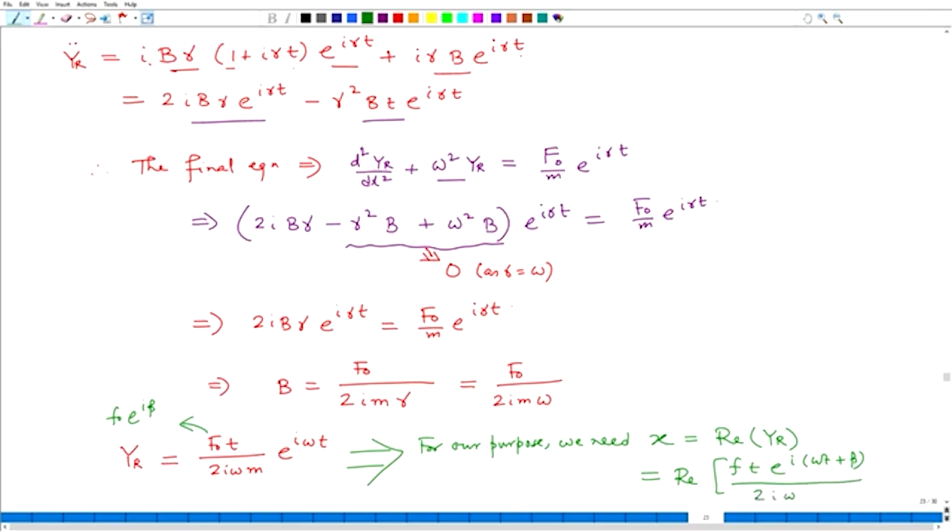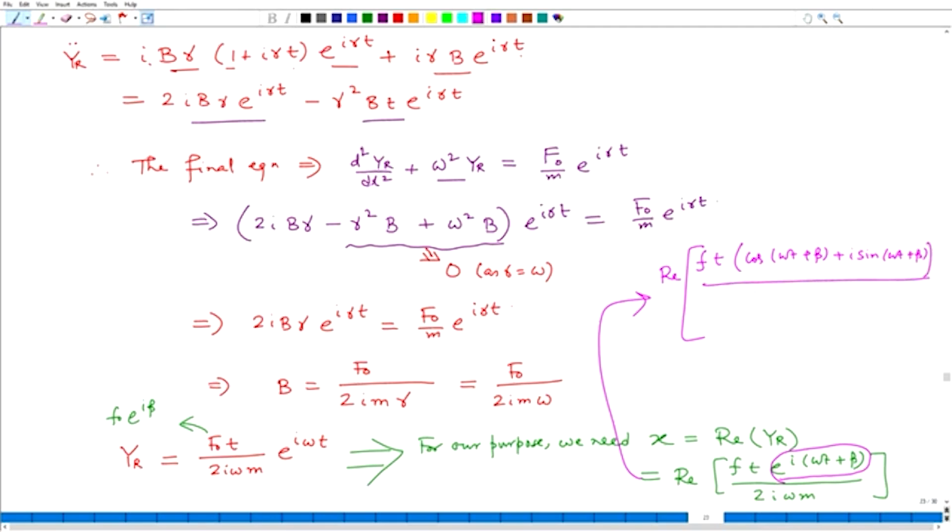2i omega m. At this point I would like to write it much more carefully so that you understand what is happening. So, e to the i omega t plus beta is cos omega t plus beta plus i sin omega t plus beta. I am just writing this. So, real of f t, cos omega t plus beta plus i sin omega t plus beta, and then you write 2i omega m.